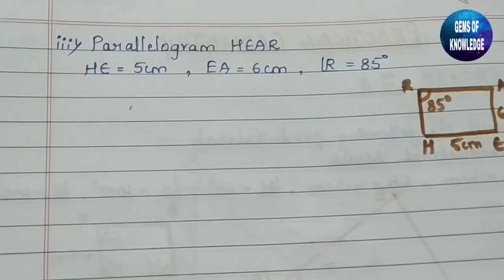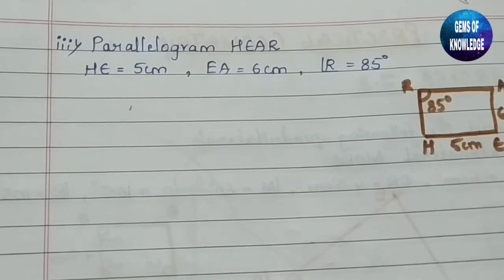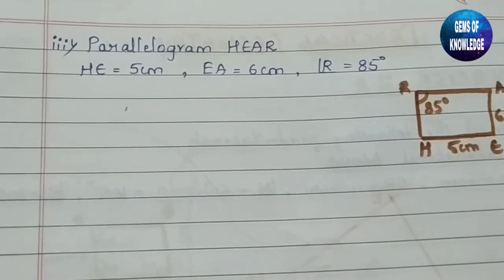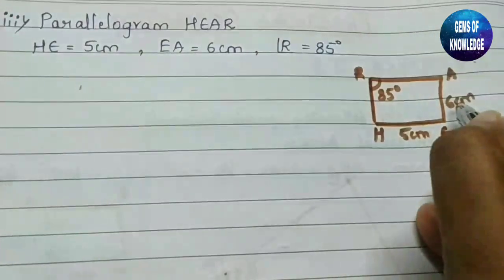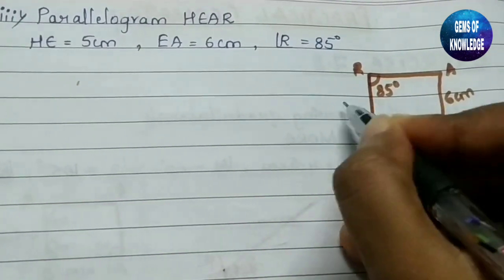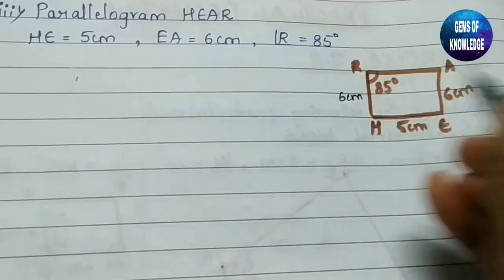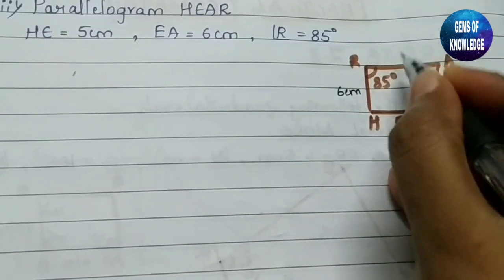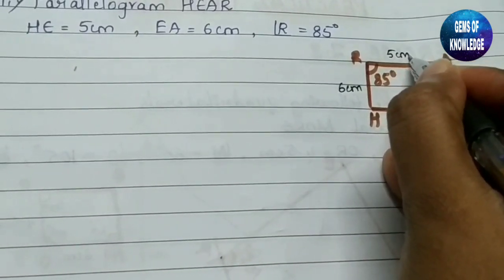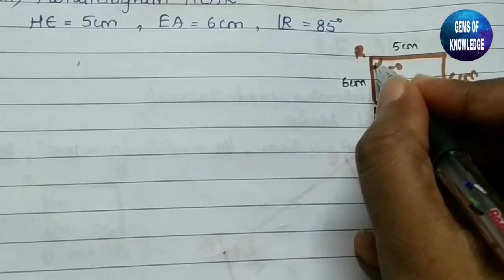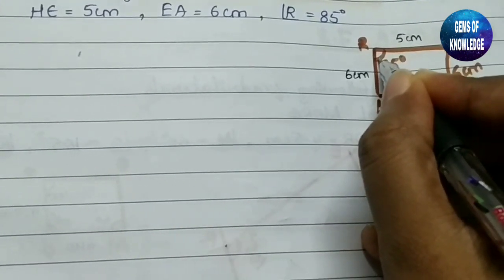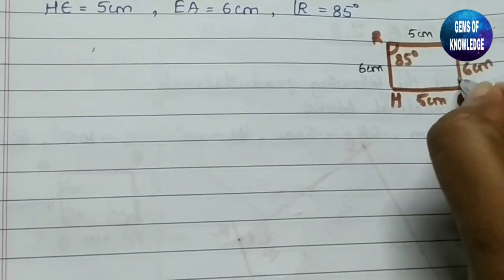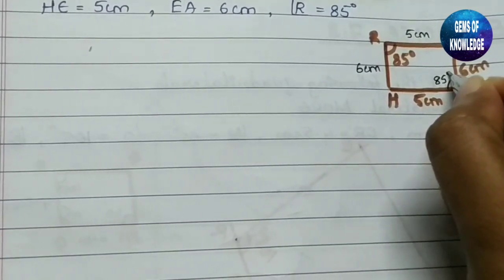We should recall the properties of the parallelogram, according to which the opposite sides will always be equal. If this is 6 centimeter, this will also be 6 centimeter, and if this is 5 centimeter, the opposite side will be 5 centimeter. One more thing we can say is that opposite angles will be equal. So if angle R is 85 degree, obviously angle E will be 85 degree.